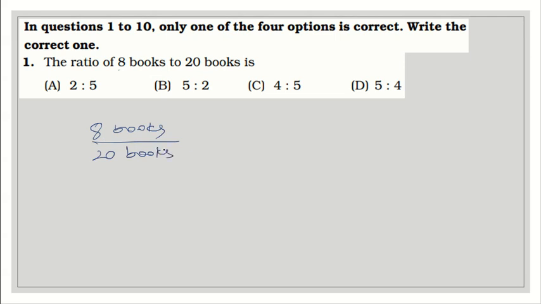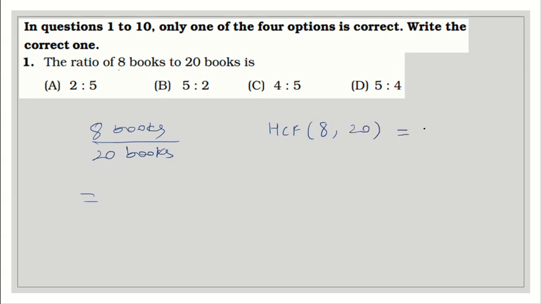You know this fraction is not in lowest form. How to get it in lowest form? By cancelling both the numerator and denominator with their common factor, that we say the highest common factor. What is the highest common factor of 8 and 20?